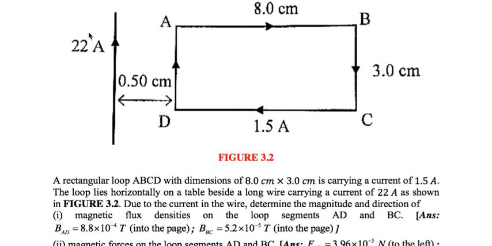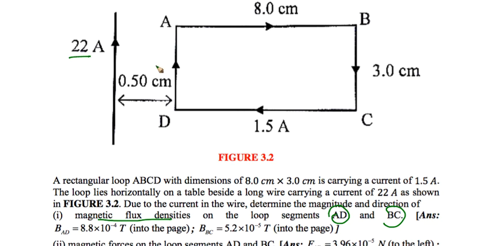Next question, number 3C. A rectangular loop ABCD, 8 cm by 3 cm, is at a distance of 0.5 cm from a straight wire carrying a current of 22 ampere. First question: calculate the magnitude of the magnetic flux density on the loop segments AD and BC.